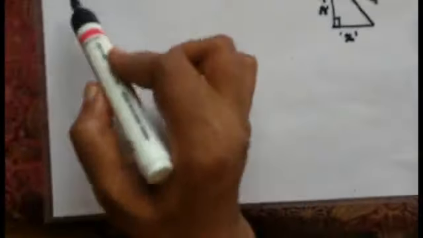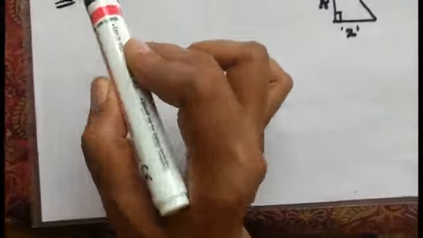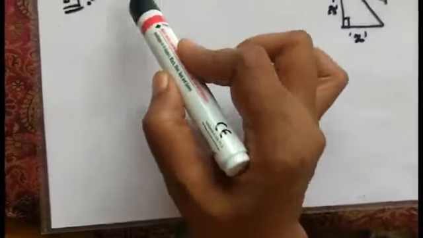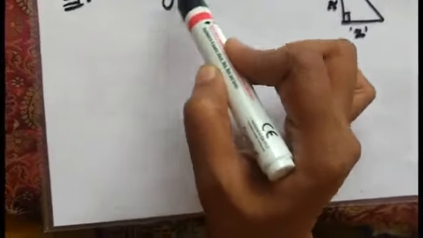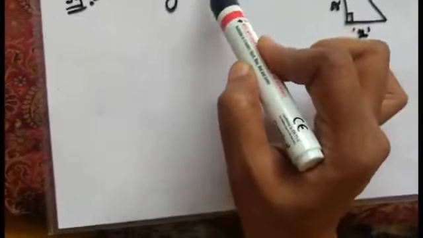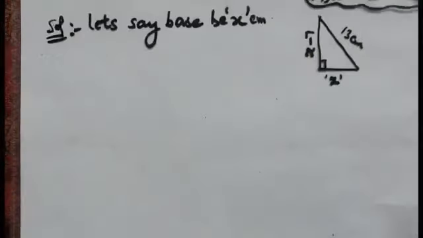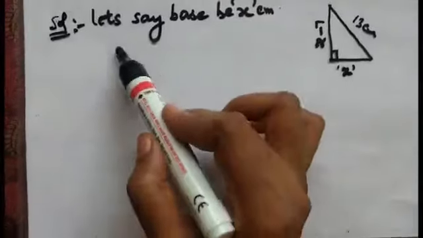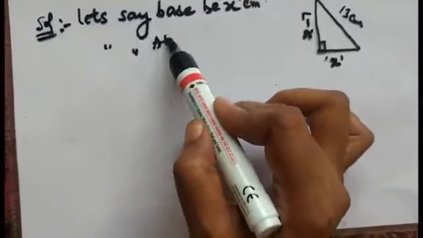So let us start the problem. You have to include this as a tip. Write it in a cloud or anything, but do write like this. We will first introduce, let's say, base be x centimeter. Why am I saying centimeter? Because 13 is in centimeter. Now next one, what is he telling? The altitude. So let's say altitude or the height.